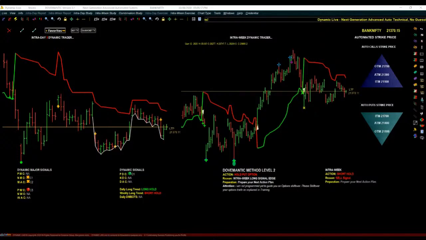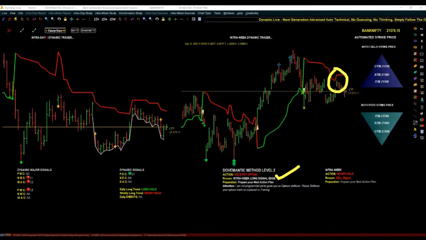Now some of you may have a question in your mind. When you say if it comes near, how near should it come to consider it a long signal edge point? You don't have to worry about that. Just keep track of this reason here, because in the reason it will be very clearly mentioned as ID3 long signal edge or intra-week long signal edge. You can see here as of now it very clearly states intra-week long signal edge. So it is referring to this particular edge point where the price came very close to the long signal.